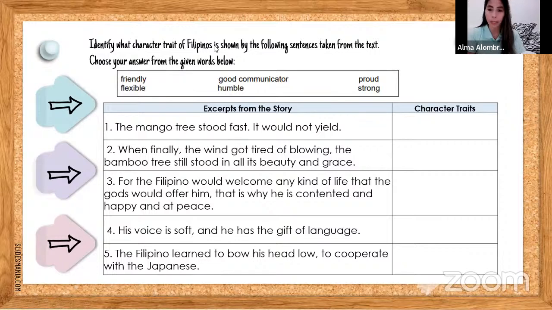Okay, number 1. Can I ask Ariel Yaneza? Unmute your mic, Ariel Yaneza, and read number 1. And then choose what character traits it portrays. Yaneza is not responding. How about Francis? Francis Arsin, Francis M. Go, Francis. Unmute your mic. Read number 1.